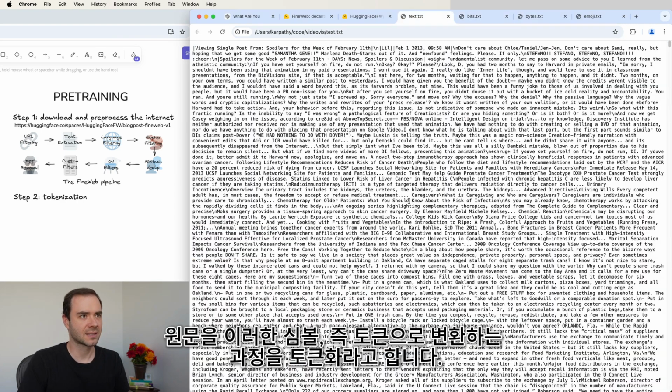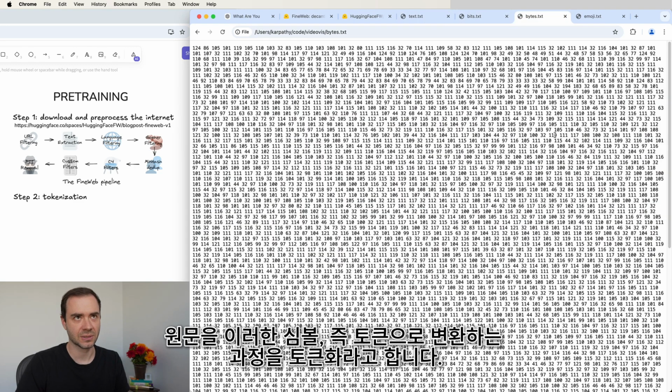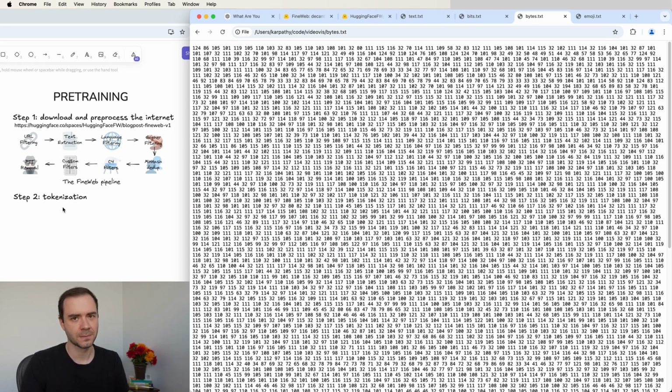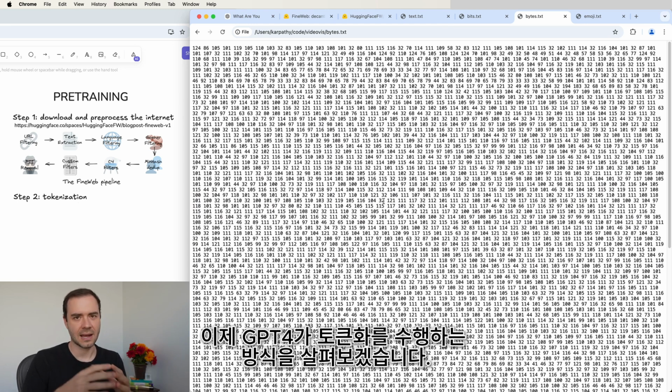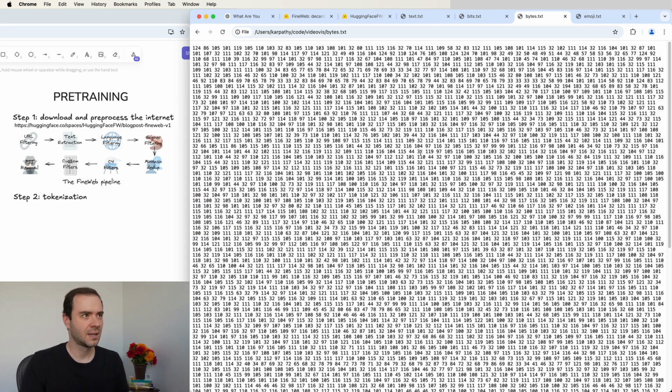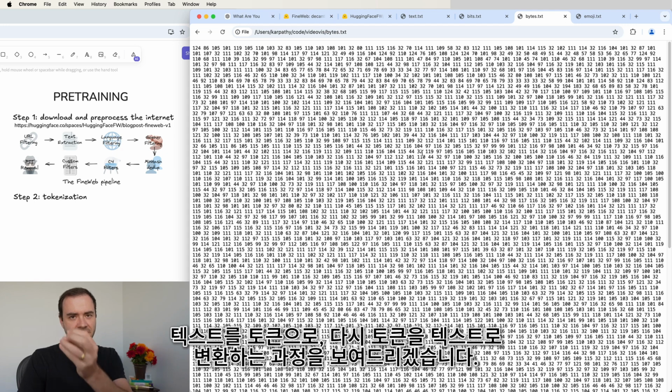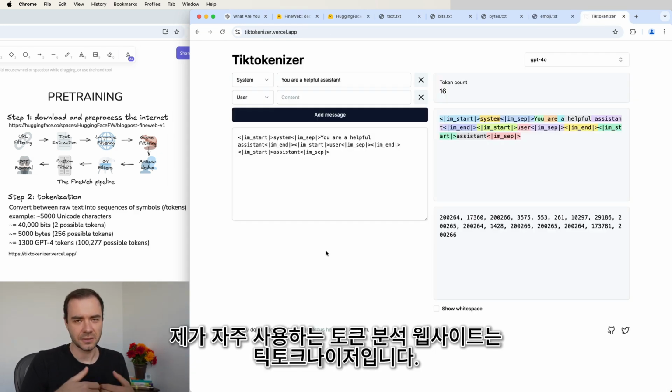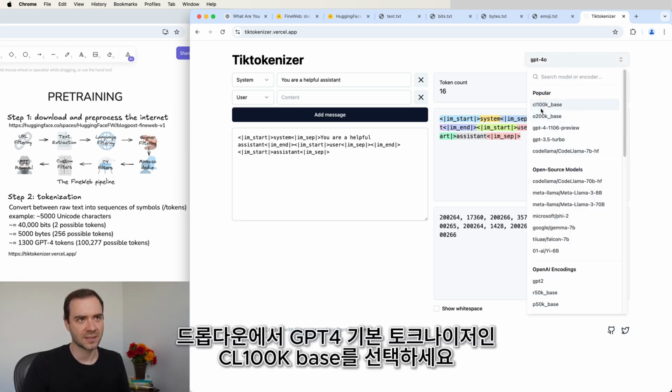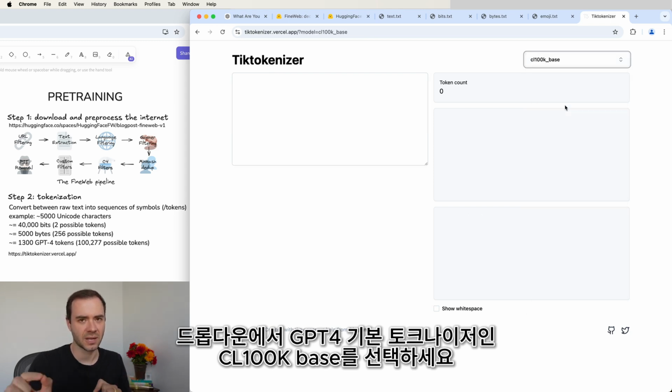And this process of converting from raw text into these symbols, or as we call them, tokens, is the process called tokenization. So let's now take a look at how GPT-4 performs tokenization, converting from text to tokens and from tokens back to text, and what this actually looks like. So one website I like to use to explore these token representations is called TikTokenizer. And so come here to the dropdown and select cl100k_base, which is the GPT-4 base model tokenizer.